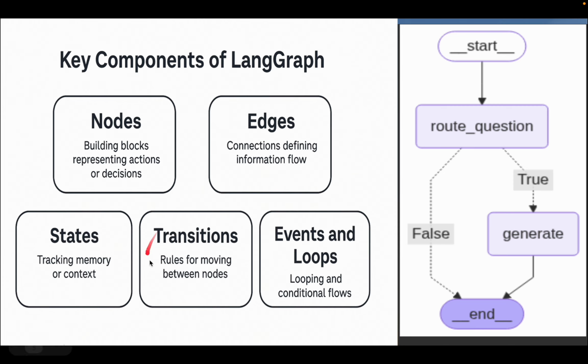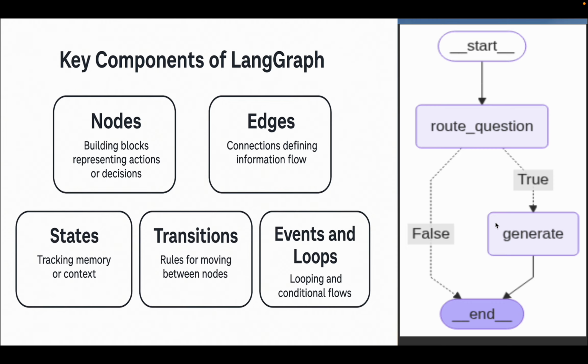Now, there is something called transition. Suppose right now I am in the route question node. From route question I need to go either to my end node, or to a different node which you are seeing, the generate node. Transition defines the rules for moving between these nodes. This is what transition is, because if you are making an agentic application, there are different possibilities, different things your agent can do.